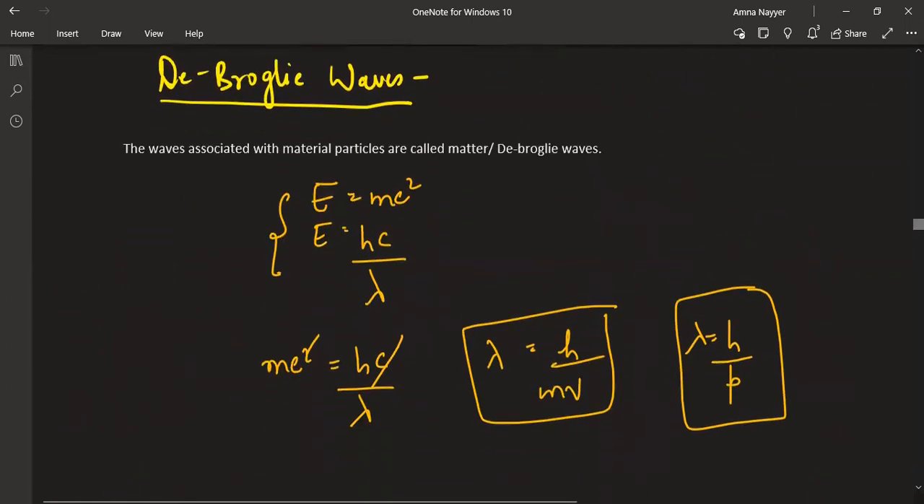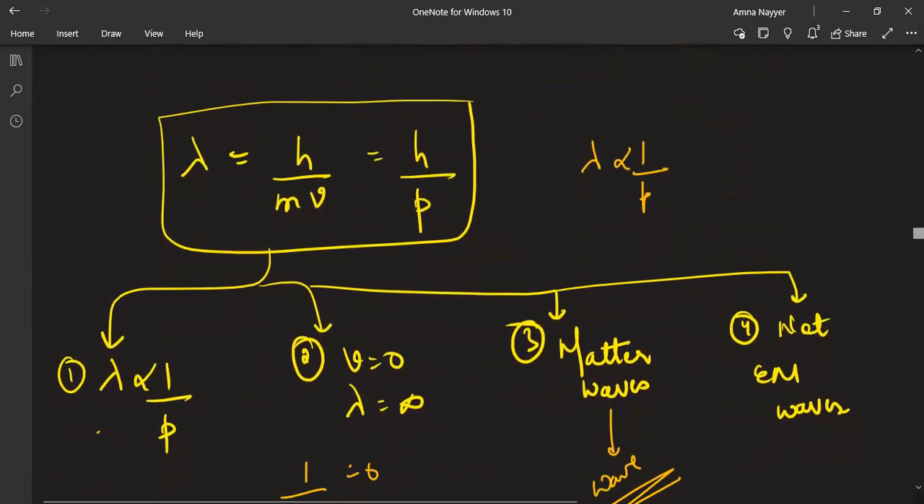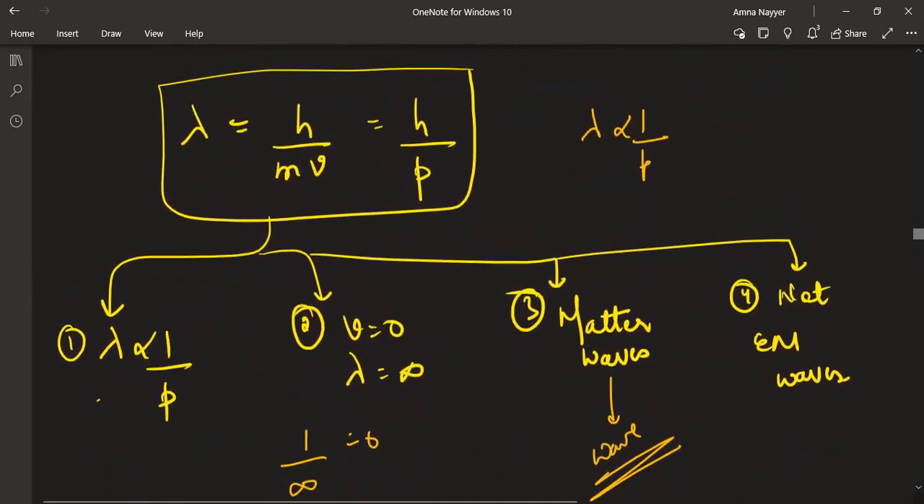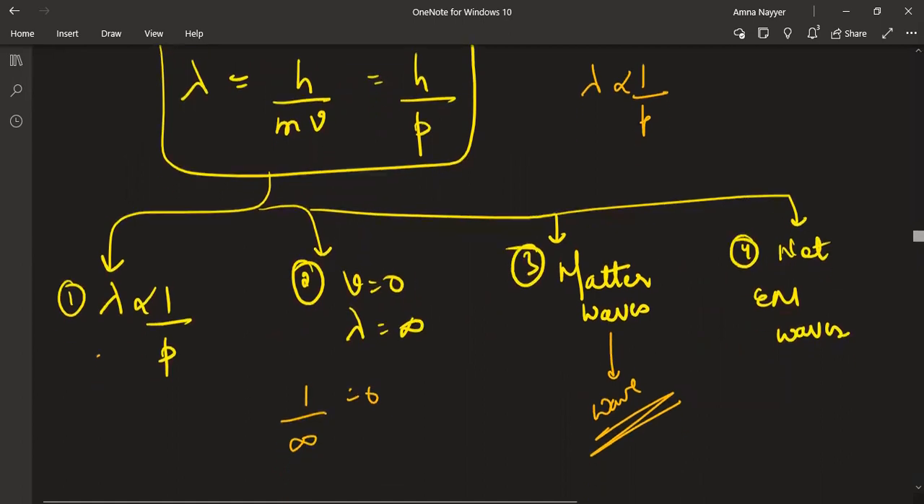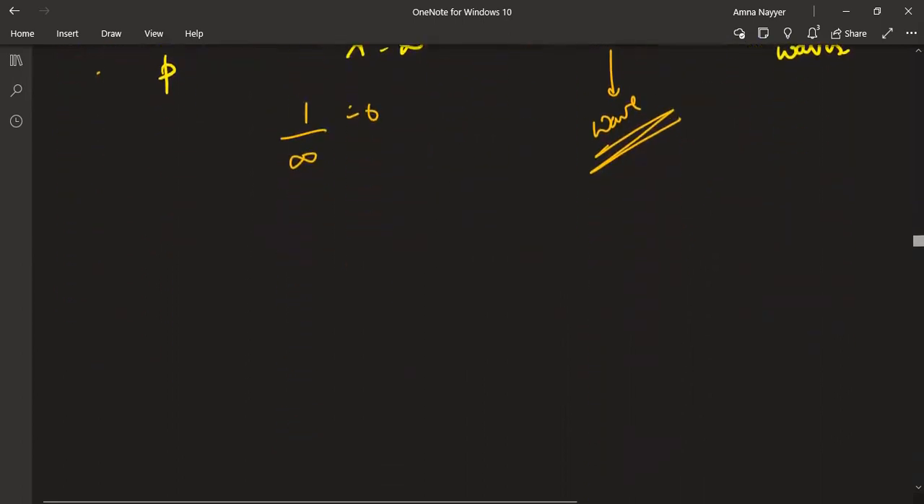So a small topic, let me repeat it for you. Waves associated with material particles like electrons are matter waves. I'll continue this with atoms tomorrow; atoms have the same thing. So lambda is equal to h by p or h by mv. This is the formula, and four factors are important that you should remember. Lambda is inversely proportional to momentum. If velocity is 0, then this is not valid. These are matter waves and not EM waves.